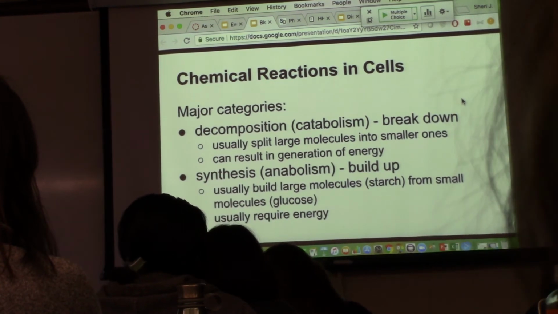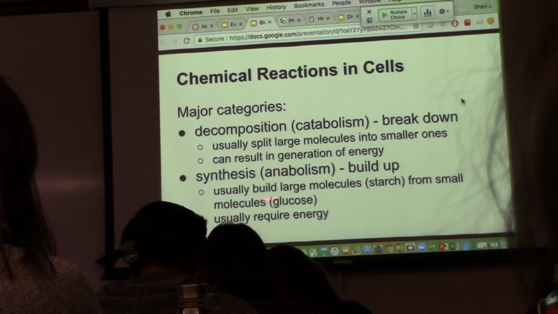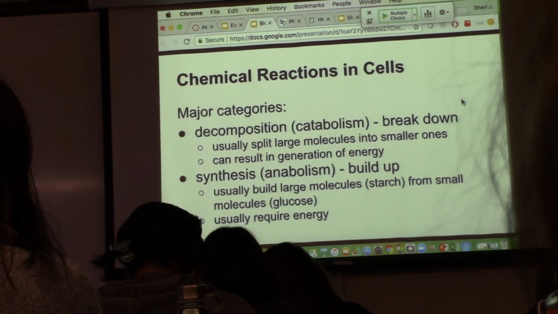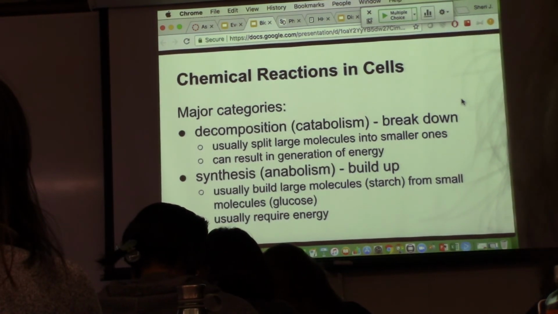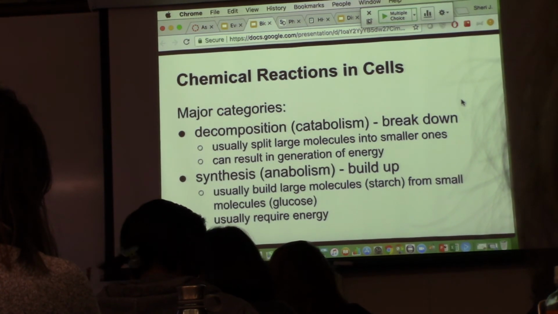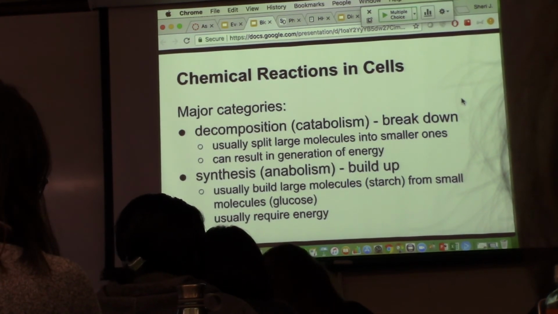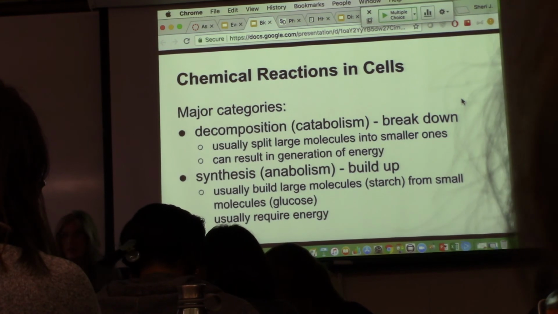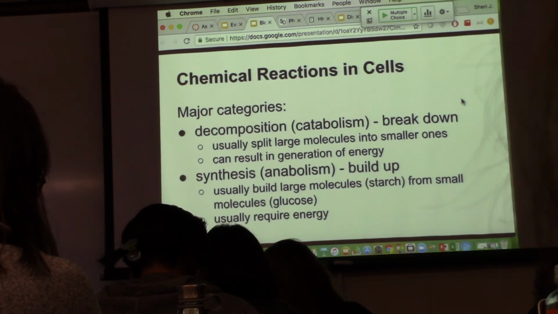Usually, when you're building something, it takes energy. So a synthesis reaction usually requires energy, right? If you're breaking something down, as you break down the chemical bonds, usually in cells, there's a release of energy. And that release of energy is usually tied to doing something the cell needs to do. Build something else, energy for movement, etc.